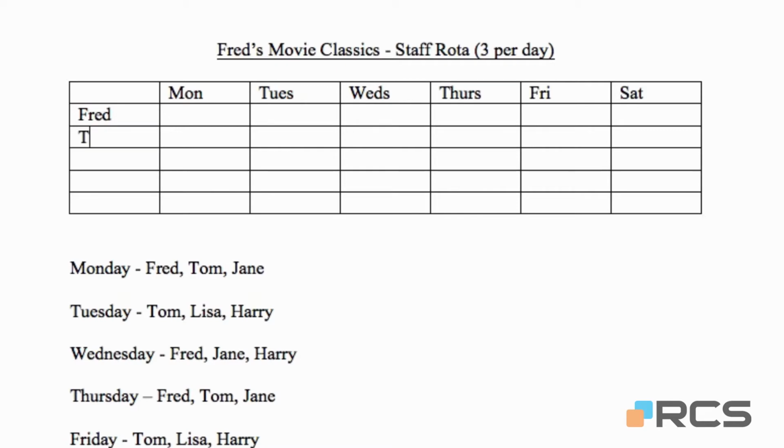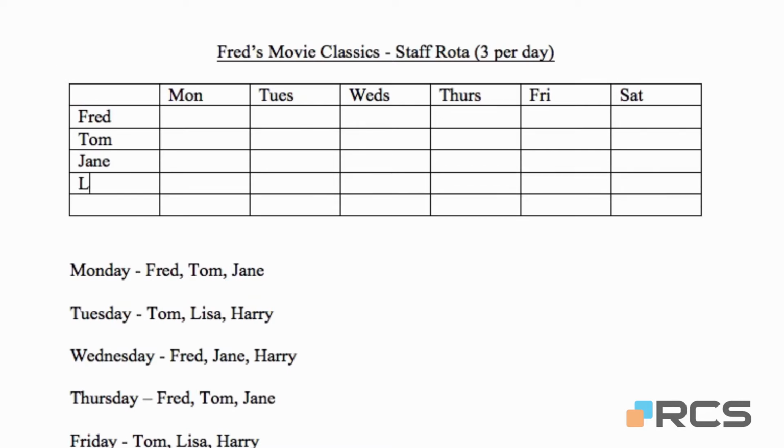The next name is Tom. Again, press the down arrow key to move to the next cell. Jane is my next member of staff. Again, press the down arrow. Lisa is the next name. Press the down arrow again. And finally, type in Harry.